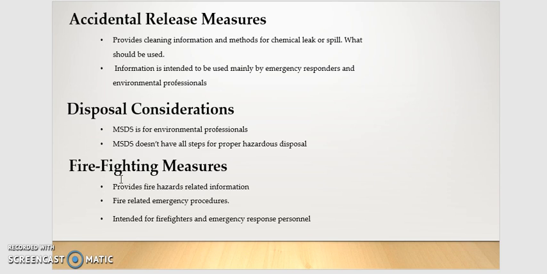What should be used? Second was disposal considerations. This section is for environmental professionals. MSDS does not have all the steps for proper hazardous disposal. Third, firefighting measures. These are intended for firefighters and emergency response personnel. It provides fire hazard related information and fire related emergency procedures.